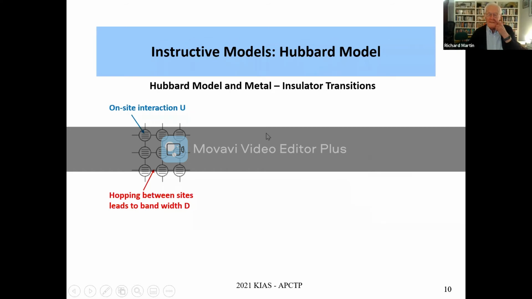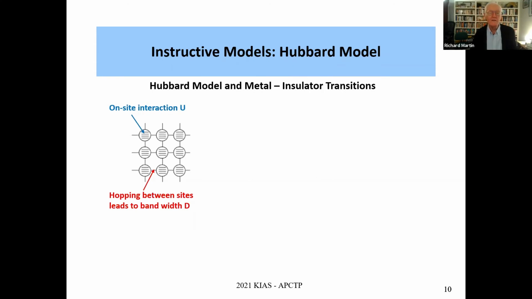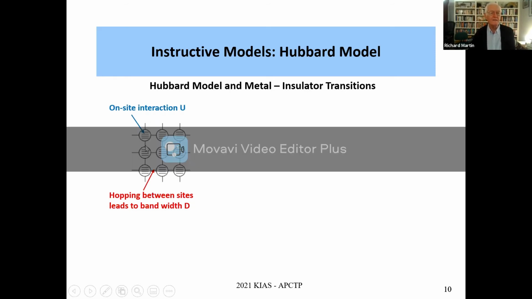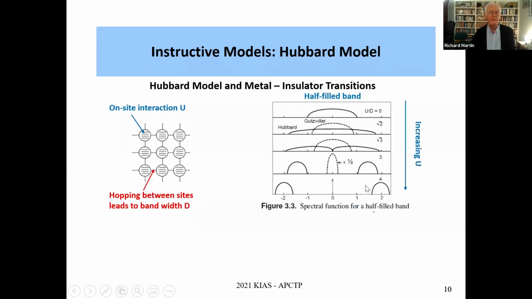So let's get some models that are useful and instructive. Probably the most widely used model is the Hubbard model, which corresponds to having a lattice, and on each lattice site you have a system that has two states, an up and a down state for the electrons, and if there are two electrons on site, there's an interaction U. And if we look at the half-fill case, we can look at the spectra.